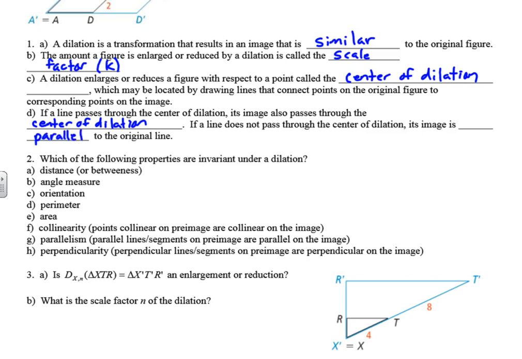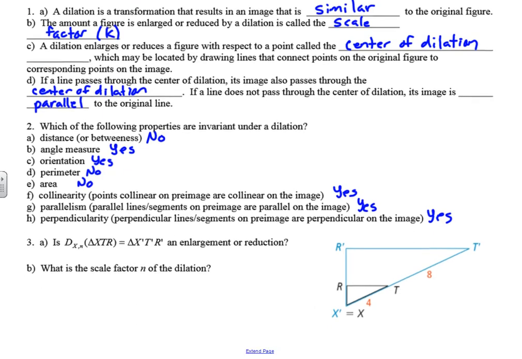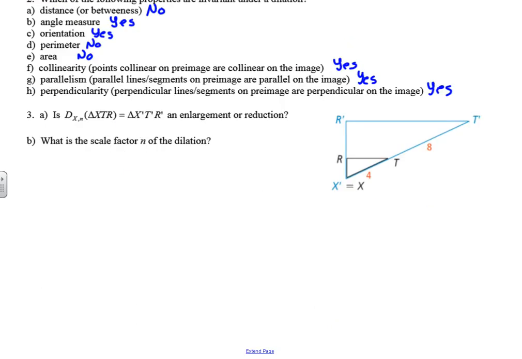Okay, so which of the following properties are invariant under dilation? Invariant again means does not change. Distance, nope, the distance is going to change. Angle measure, yes, the angle measure will stay the same. Orientation, that'll stay the same. Perimeter, no. Area, no. Collinearity, yes, they'll still be the same lines. Parallelism, yes. Perpendicularity, yes. Okay, if something's perpendicular in one image, it will be perpendicular in the other image.